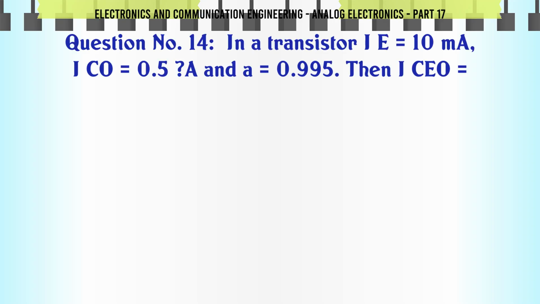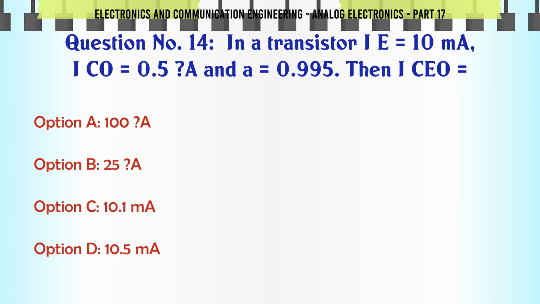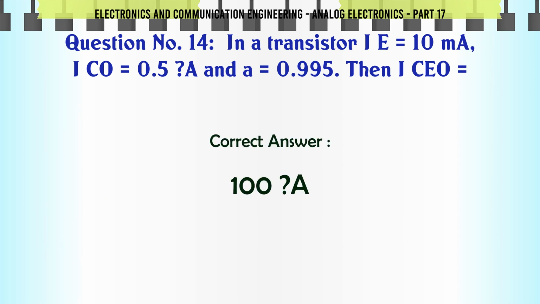In a transistor IE is 10 mA, ICBO is 0.5 µA and alpha is 0.995. Then ICEO is A. 100 µA. B. 25 µA. C. 10.1 mA. D. 10.5 mA. The correct answer is 100 µA.